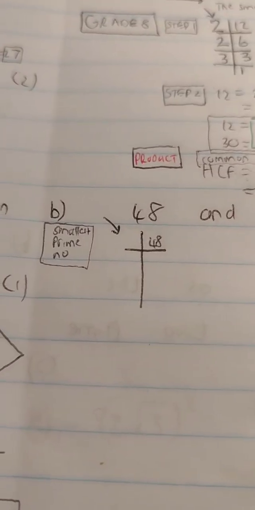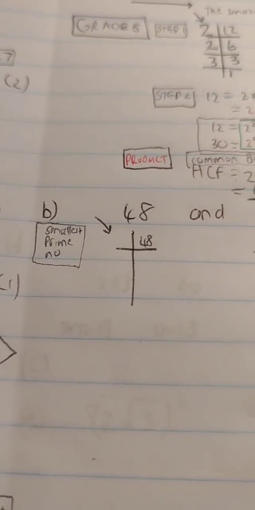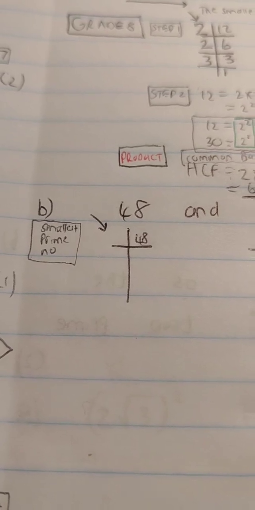Anyways, what's the smallest prime number that goes into 48? Does 2 go into 48, for instance? Because that's the smallest prime number that exists. 2 goes into 48. How many times? 24 times. You just say 48 divided by 2, that gives you 24.